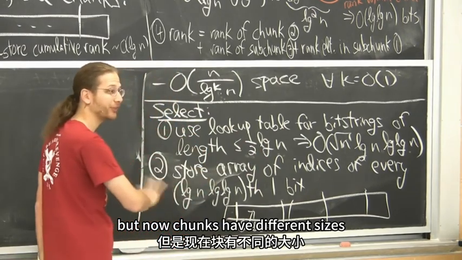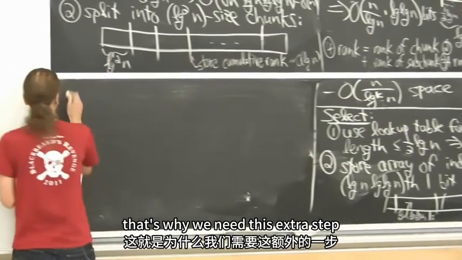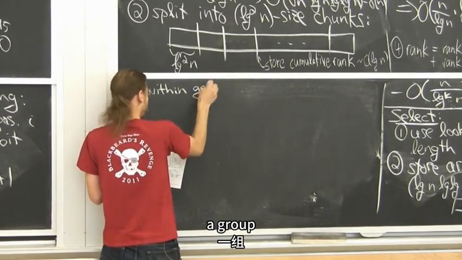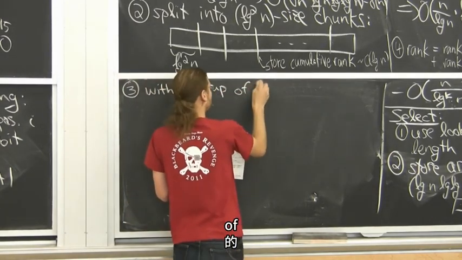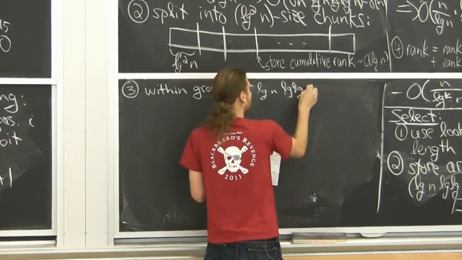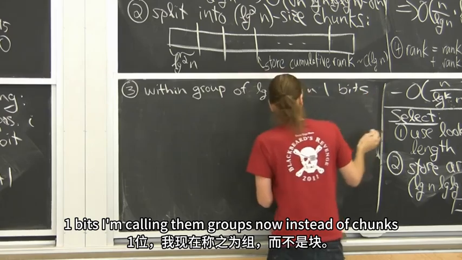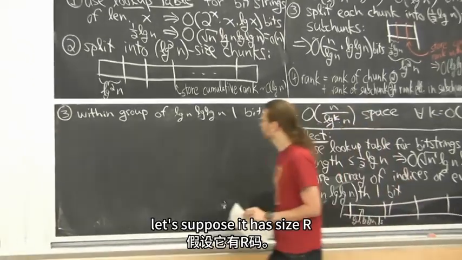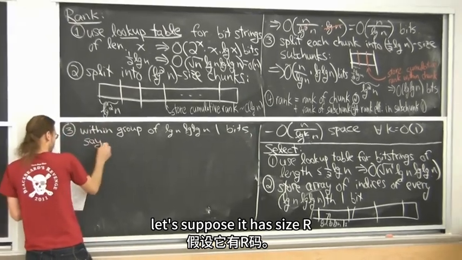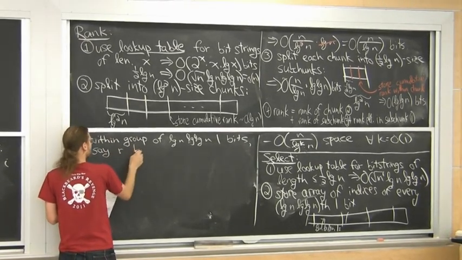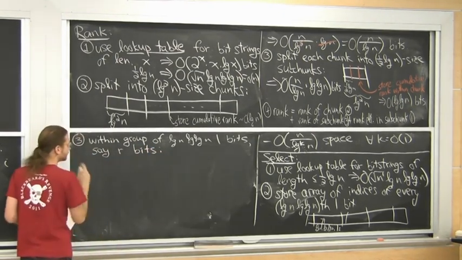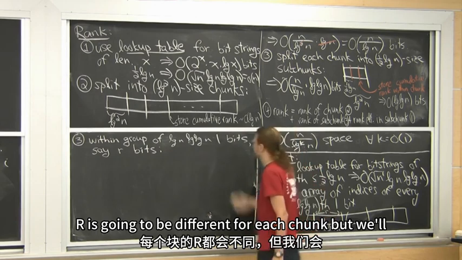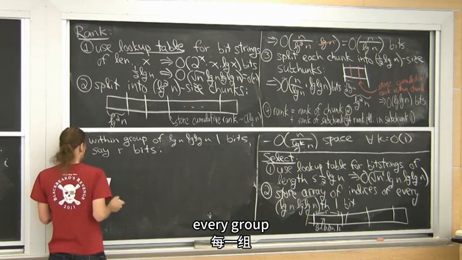But now chunks have different sizes, which is kind of annoying. That's why we need this extra step, which is within a group of log n 1 bits. I'm calling them groups now instead of chunks. So each of these groups has different size. Let's suppose it has size r, so let's say it's r bits long. Okay, r is going to be different for each chunk, but we'll do this for every chunk, every group.